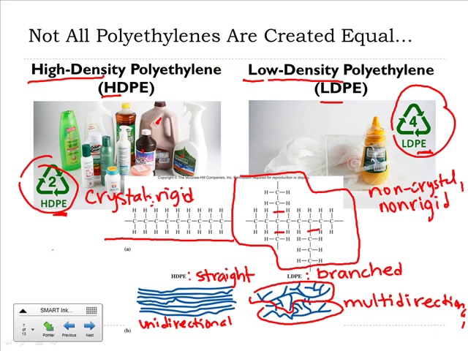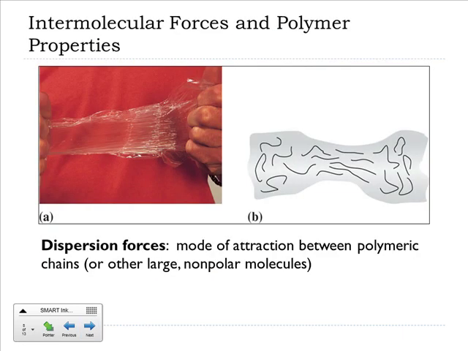Again, they're the same molecule. These are both polyethylene. They're both made of polyethylene stretching out into the distance. It's the way those ethylenes are arranged that make a big difference, and that's huge for polymers. Again, what does intermolecular force have to do with polymer properties, right? So these ethylene molecules, we're just going to go ahead and chain out a whole bunch of these.